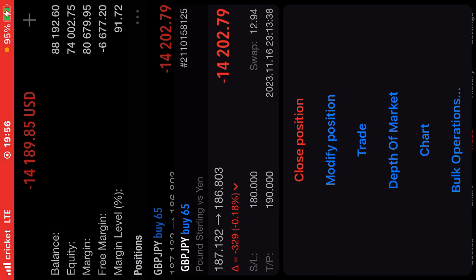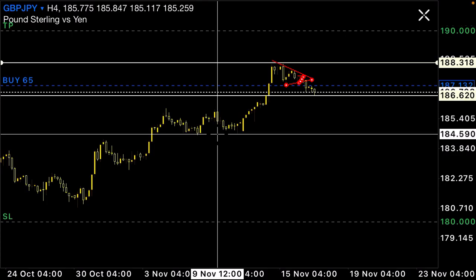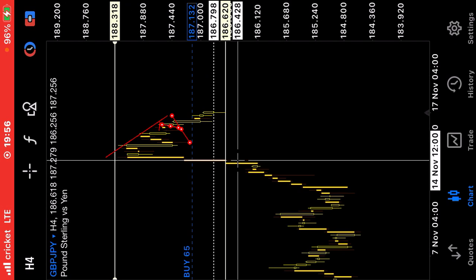So here I got it down at the top right. It says the green 190.000. So let me go back. I have to remember what the number was. So I'm going to go back to the chart. 184.6 is where I want to set it at.